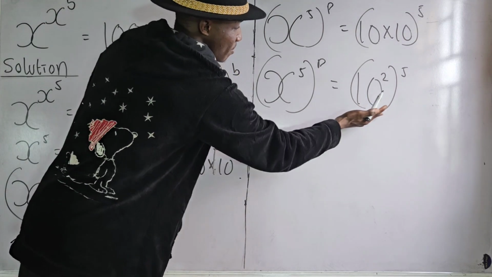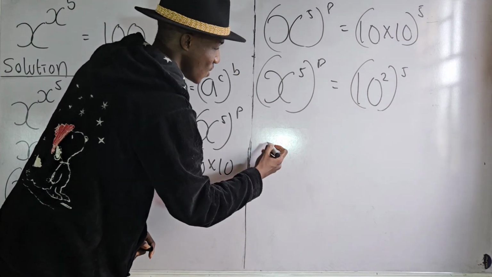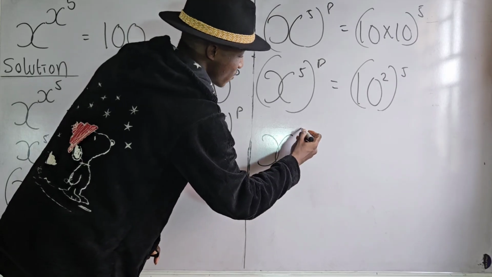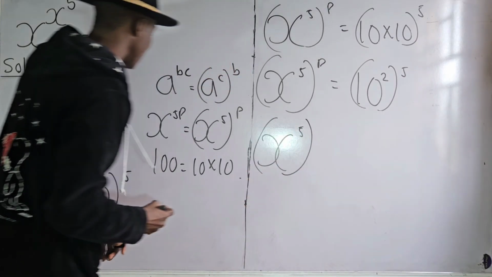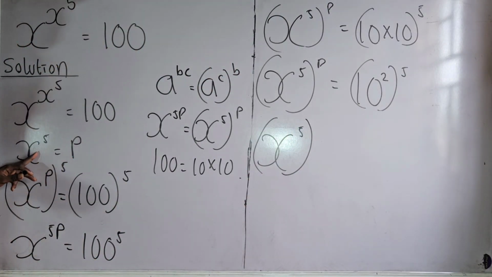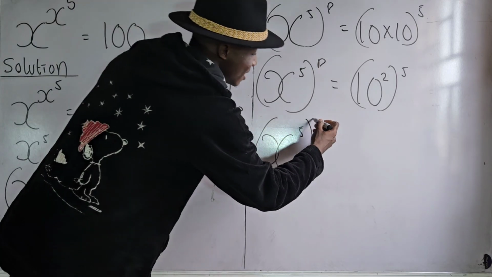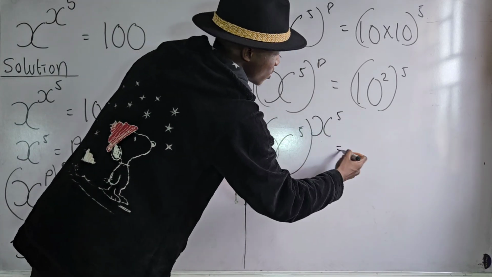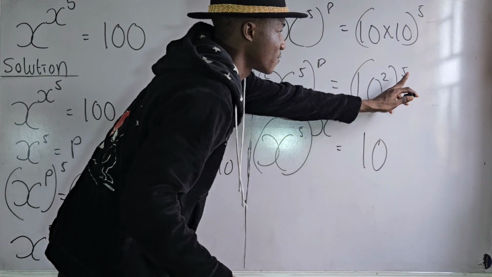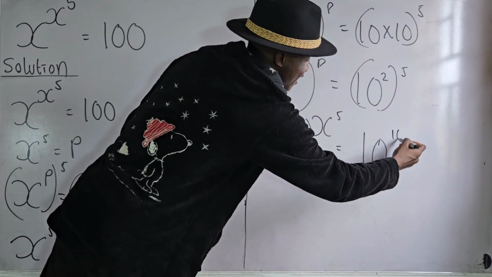So I'm going to apply it at the right-hand side of the equation. So we're going to have x raised to the power of 5. Now recall that p is what? x raised to the power of 5. So I'm going to have x raised to the power of 5 raised to the power of x raised to the power of 5 equals 10 raised to the power of 5 times 2, that is 10.